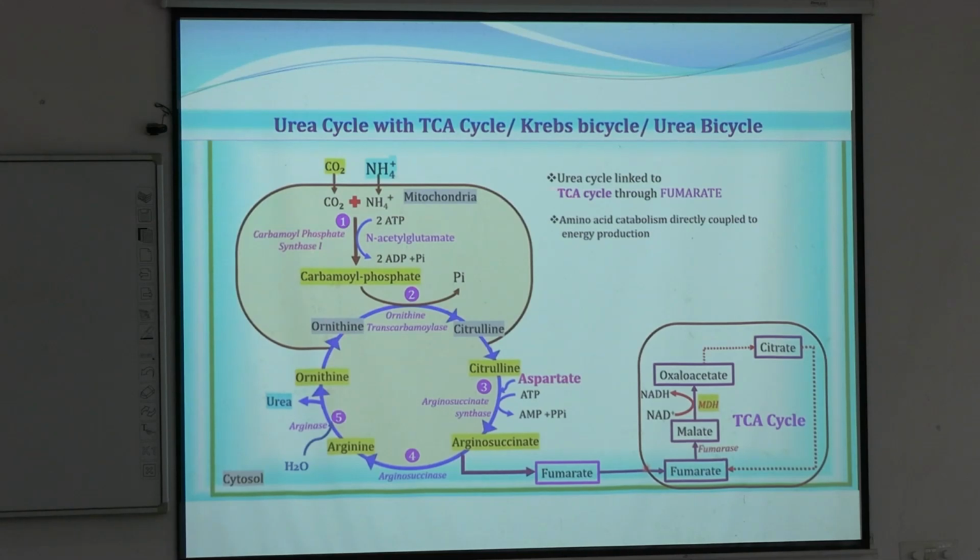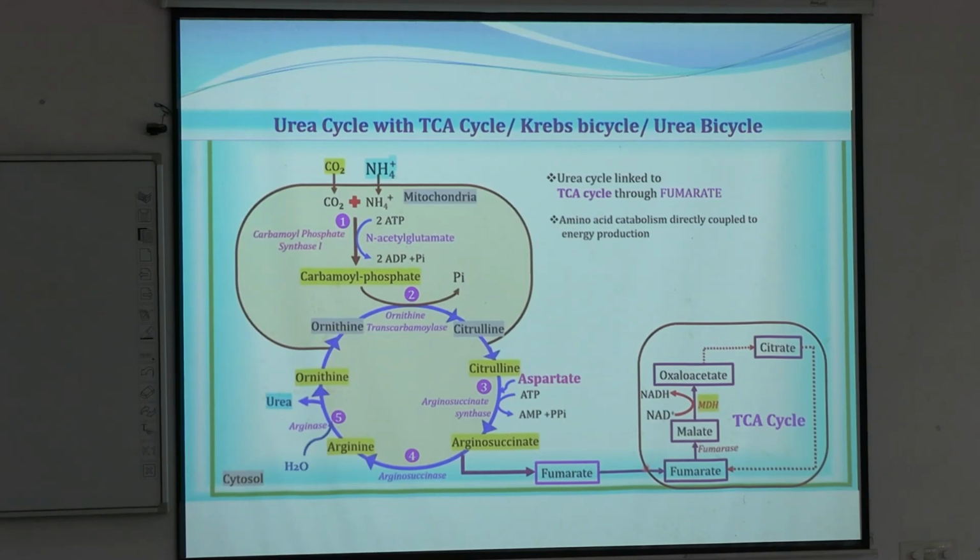So here are two cycles going side by side. That's why the urea cycle with the TCA cycle is known as the Krebs bicycle or urea bicycle. Biochemically these cycles are very important because one is linked with amino acid metabolism and another is the energy production pathway. So is it clear how any amino acid metabolism will lead to energy production, other than their ketogenic or glucogenic fate?